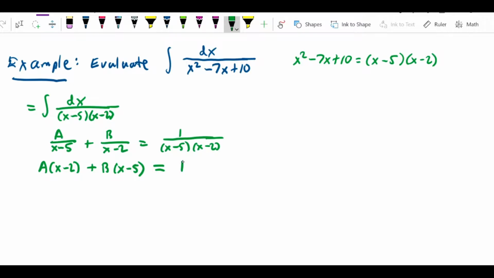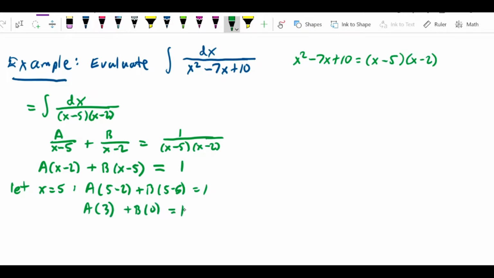The simplest way to do this is to zero out one of the factors. In other words, if this equation is true, it should be true for all values of x. So what I'm going to do is let x equal 5. If I do that, then what I get is A times (5 minus 2) plus B times (5 minus 5) is equal to 1. That gives me A times 3 plus B times 0 equals 1. And from this I have 3A equals 1, so A is equal to 1/3.